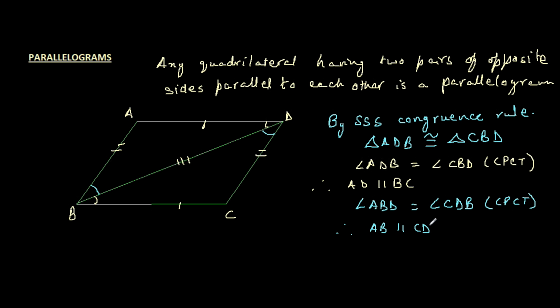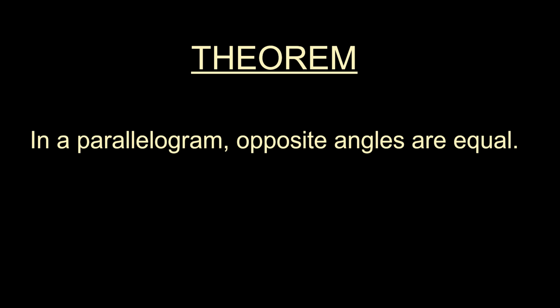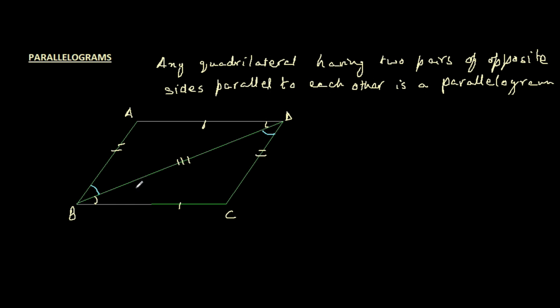Now a continuation of this theorem is that you can write down the theorem that in a parallelogram, opposite angles are equal. So in a parallelogram, opposite angles are equal. Now what do we have here? We have that angle ABD is equal to angle CDB. That's what we just proved. And another thing that we proved was that angle CBD is equal to angle ADB. That is also what we just proved.